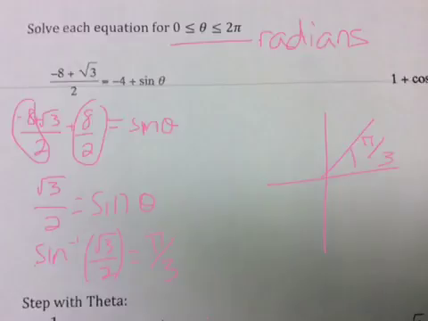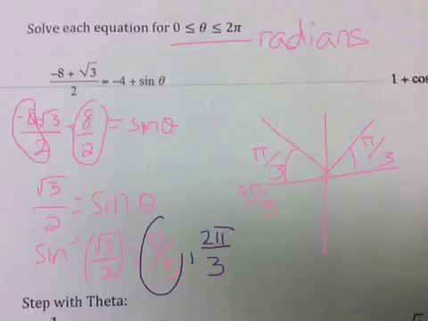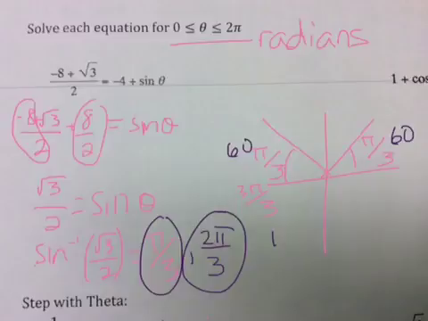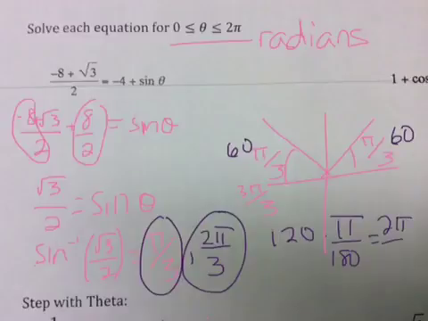Now, where else can we find this angle? An angle with the same sine, right here, pi/3, which is 3 pi/3 minus pi/3. So our other answer is 2 pi/3. Okay, now you could have used 60. You could have said, okay, this is 60, this is 60, 180 minus 60 is 120, and then you could have taken that number and turned it into radians this way.